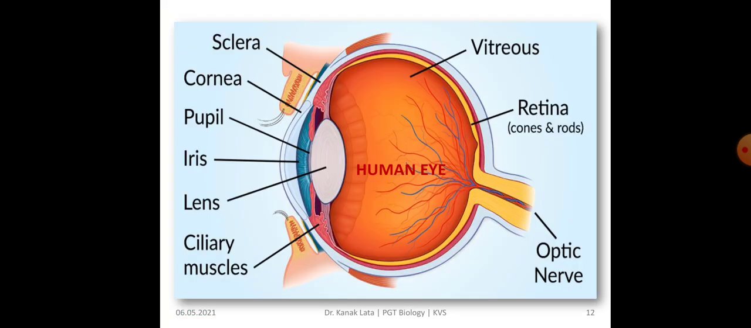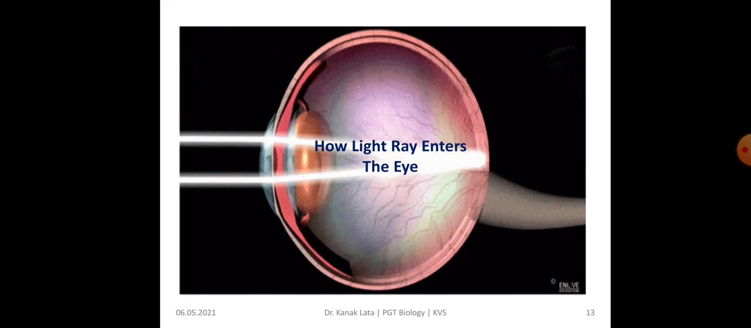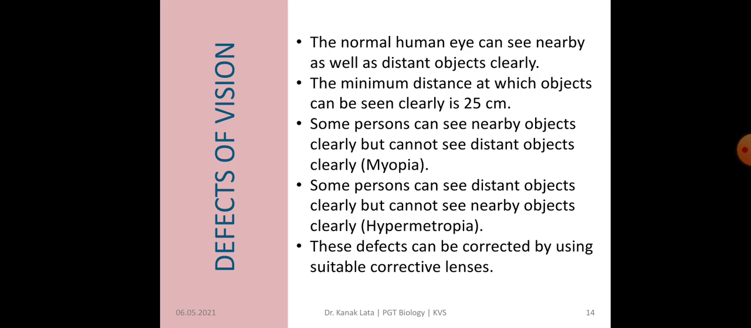Here you can see the figure of the human eye and you can locate various parts of the eye. Here also you can see how a light ray enters the eye. Now we will discuss defects of vision.